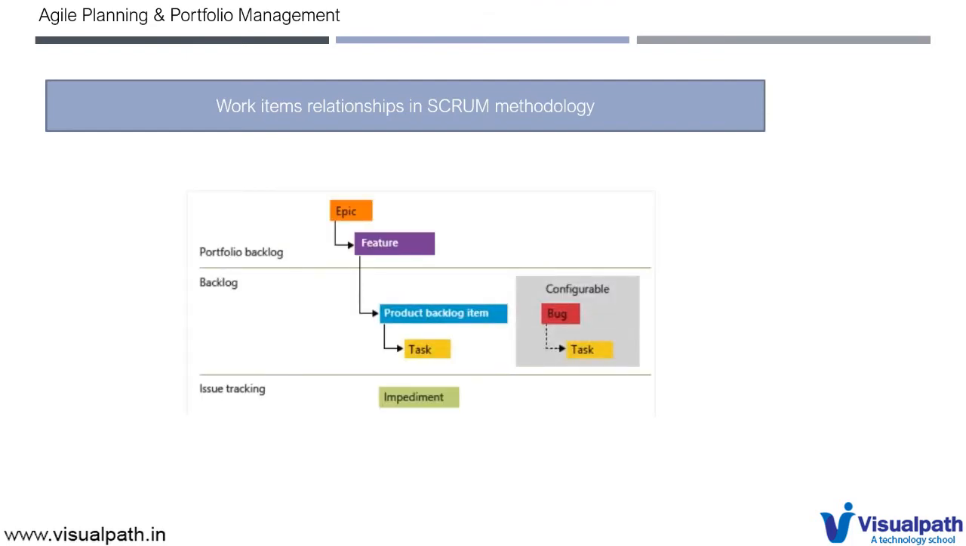This is how it looks when you are creating work items in a Scrum-based project template. Epic is at the top, and then feature, and then you have the backlog which contains product backlog items. Under that you have the task, and bugs: when a tester creates a bug, he can attach the bug to a task, or he can attach it to the product backlog item as well. We will see those configurations. And then impediments, some issue tracking, we will talk about it.